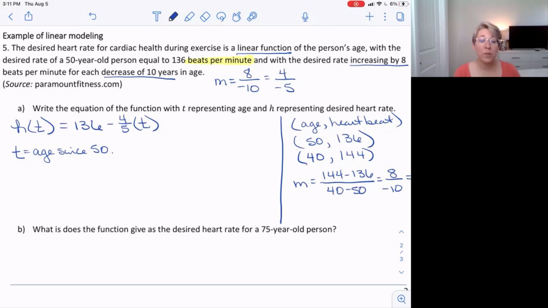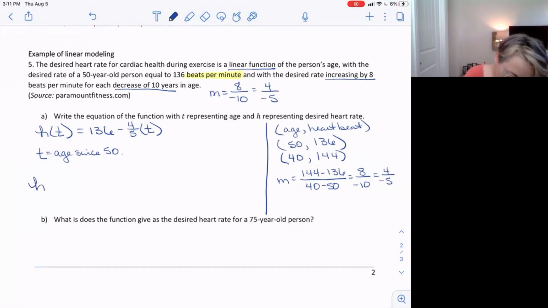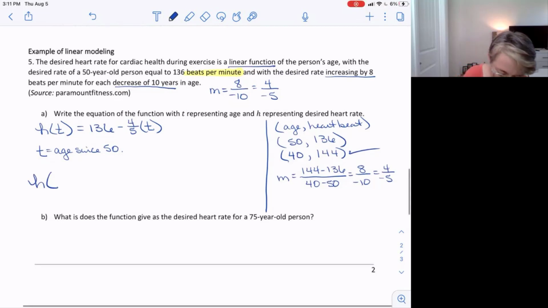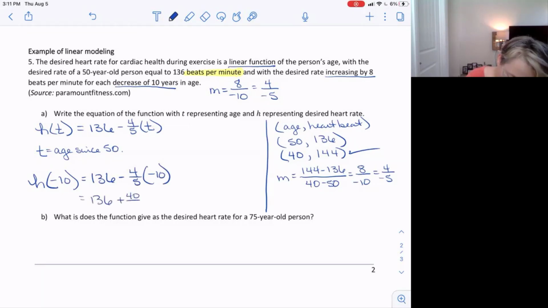So to check it out and to make sure that this function works, again, we found our slope of -4/5. Let's try h of, let's say, what did we come up with over here? Age of 40. So if it's the age since 50, we could plug in a -10. So that would represent the age of 40, 10 years below 50. So we get 136 minus 4/5 times -10. That gives us 136 plus 40 over 5. So we get 136 plus 8, which is in fact 144 beats per minute.